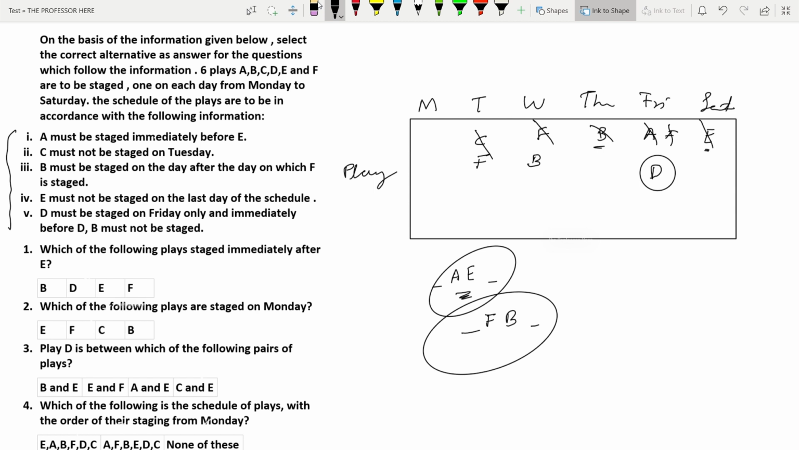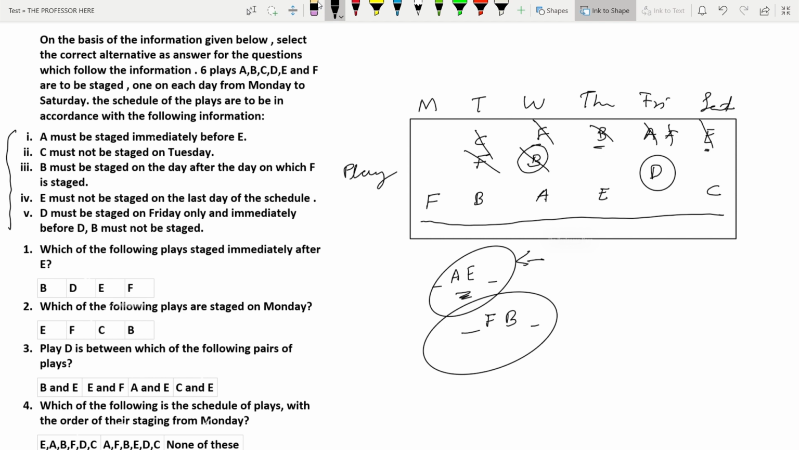And now comes the next problem. We have A and E and we have no 2 slots available together. So which means our assumption of B on Wednesday is wrong. So our last option is to put B on Tuesday, which means F is on Monday. Now E will automatically fall on Thursday and A should be on Wednesday. So the remaining play here is C, which will be conducted on Saturday. So the final order of plays is F, B, A, E, D, C from Monday to Saturday. I hope you understood how it is done.